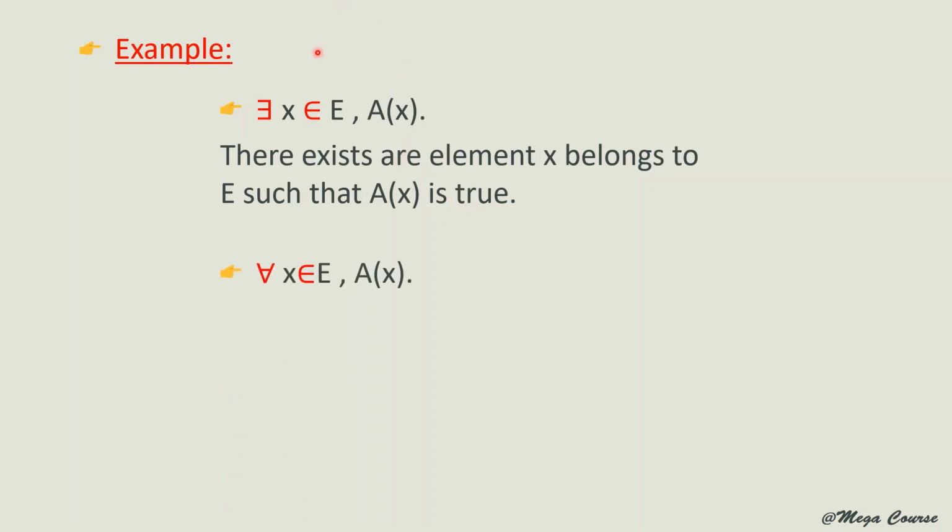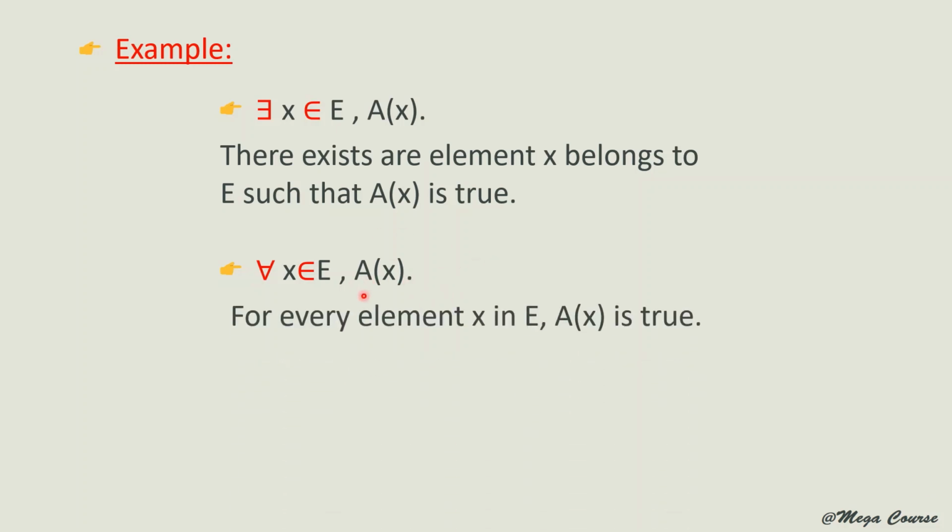Another example, for every element x that is in E, for example E is the set R of real numbers. For every element x, for any real number that belongs to the set R of real numbers, we have A of x is true.